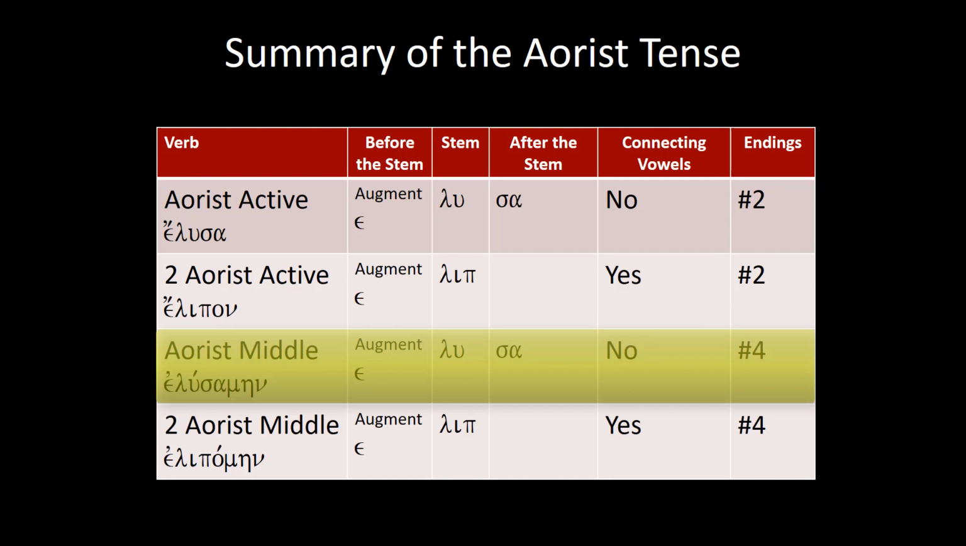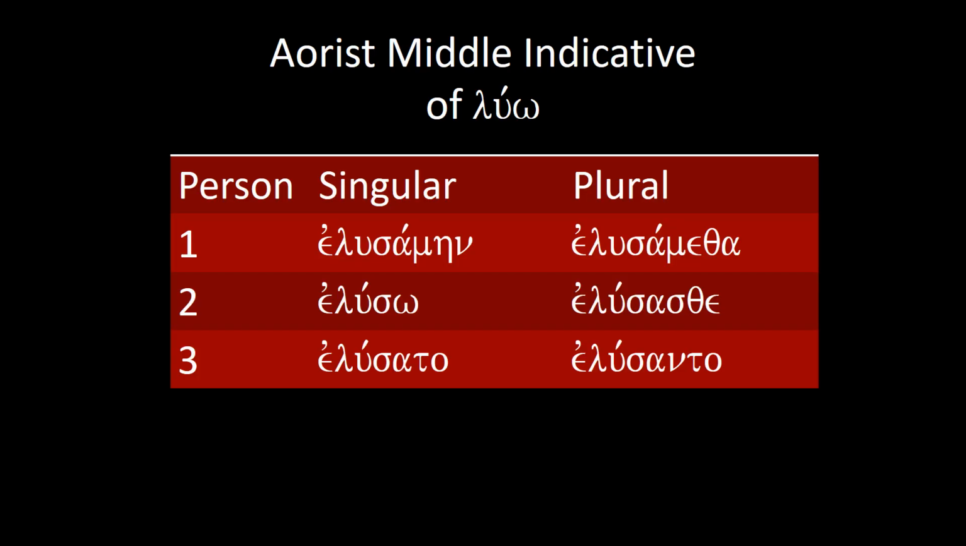Now let's look at the middle forms. Aorist middle, we still have augment on front. We have sigma alpha, this giant aorist key, the number 4 endings, and it looks like this. Elusamen, eluso, elusata, elusametha, elusaste, elusanto. So we've got augment, past tense, sigma alpha, aorist, number 4 endings, aorist middle.